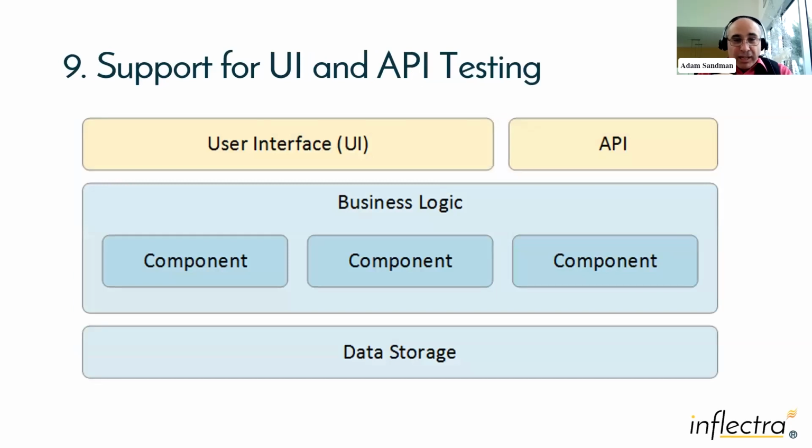Number 9, as well as UI testing, which is the focus of Rapise, it is primarily a UI testing tool. It does have API support, so it can send REST requests, it can send SOAP requests, and can verify the data back. And this is really useful when you want to do a combined API UI test.